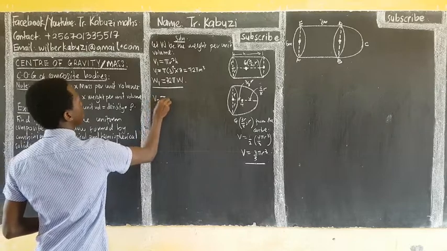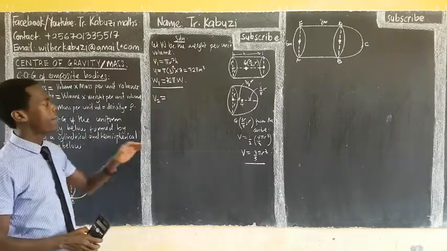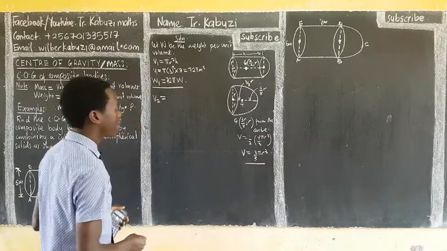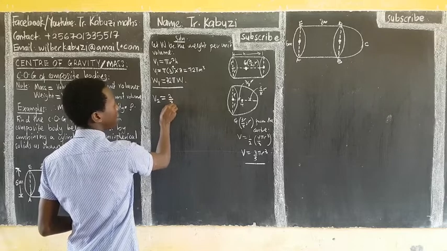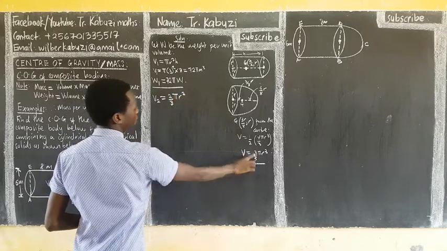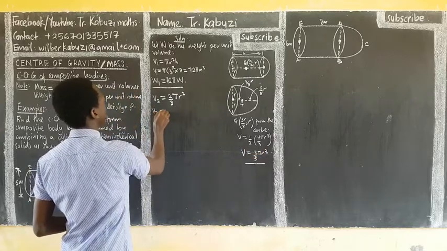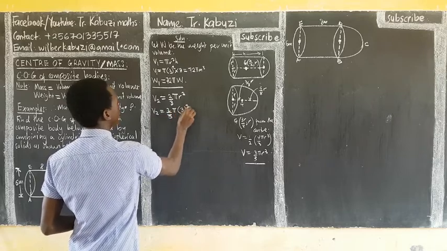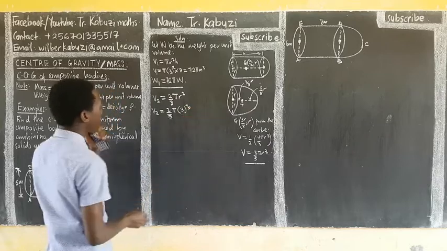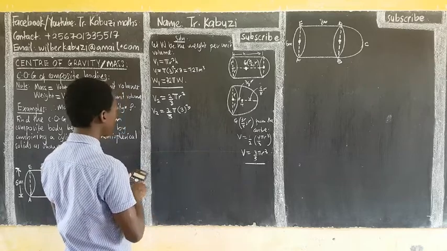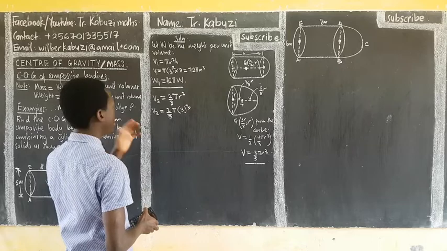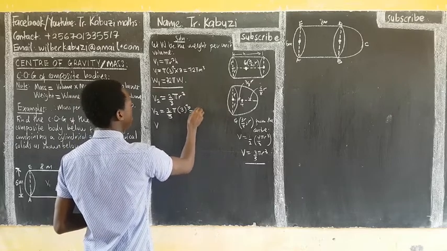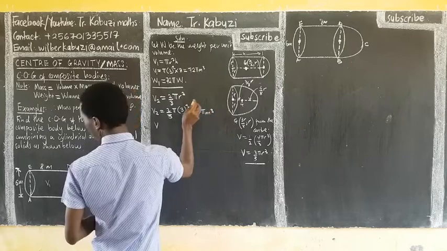Then volume 2: it's a hemisphere, not a full sphere. The volume of a hemisphere is half the volume of the sphere. So it's given by 2/3 pi r cubed. Our volume 2 is going to be 2/3 pi into the radius 3 cubed. 3 cubed is 27, 27 divided by 3 is 9, and 9 times 2 gives us 18. So our volume 2 is 18 pi meters cubed.